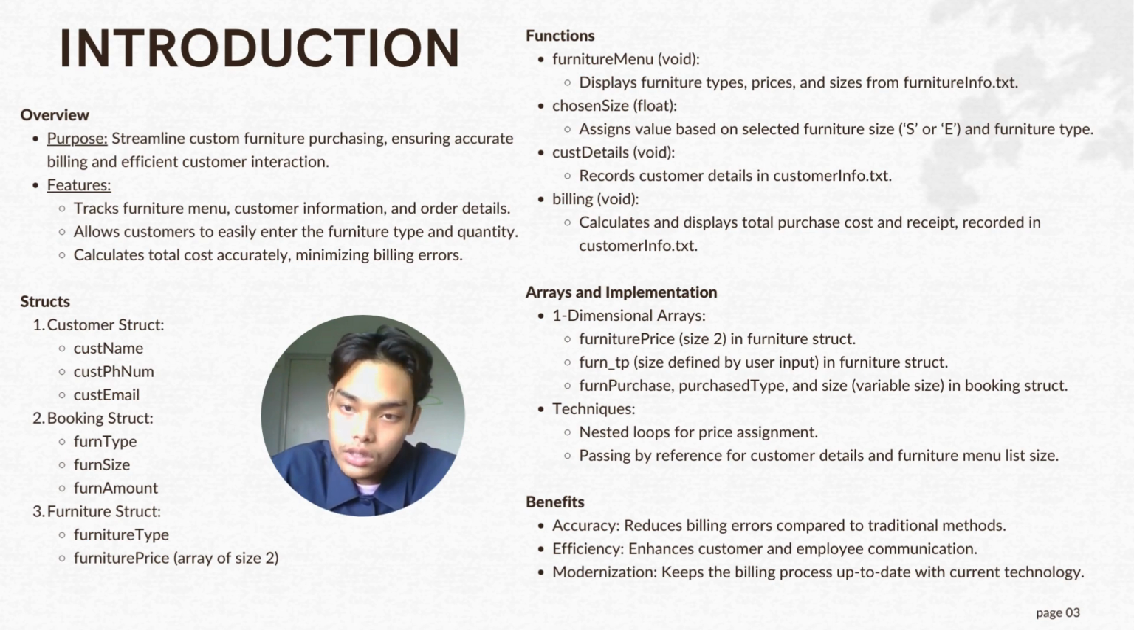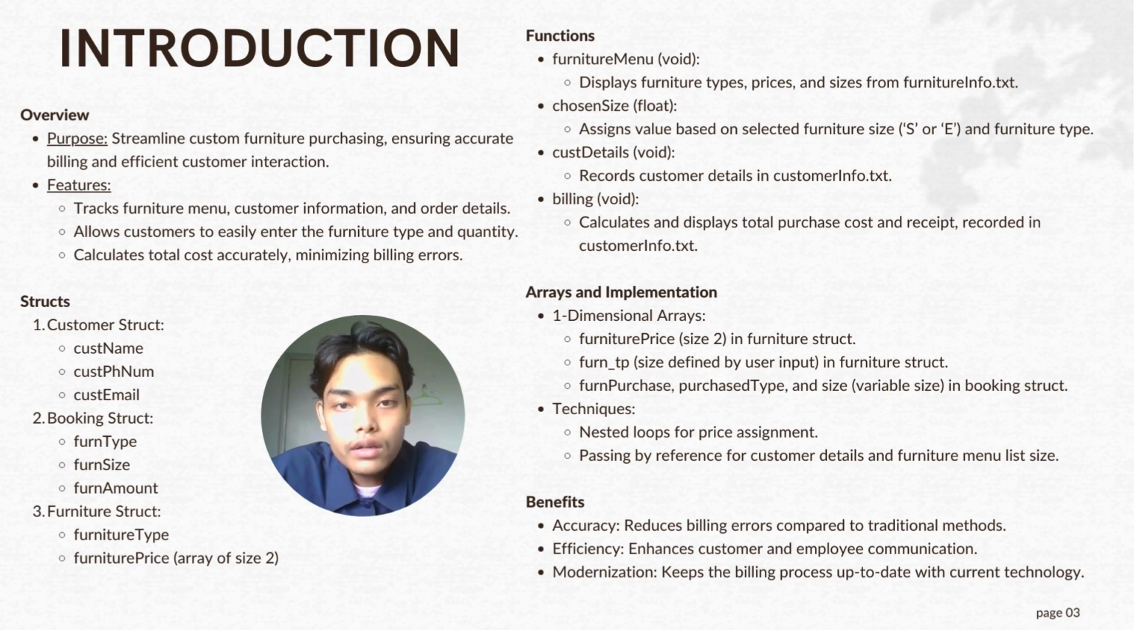So our system consists of three structs. The first struct is the customer struct that consists of customer name, customer phone number, and customer email. The next one is the booking struct. So we insert the furniture type, furniture size, and the furniture amount. And the last one is the furniture struct. Inside the furniture struct, we have furniture type and the furniture price with an array of size two.